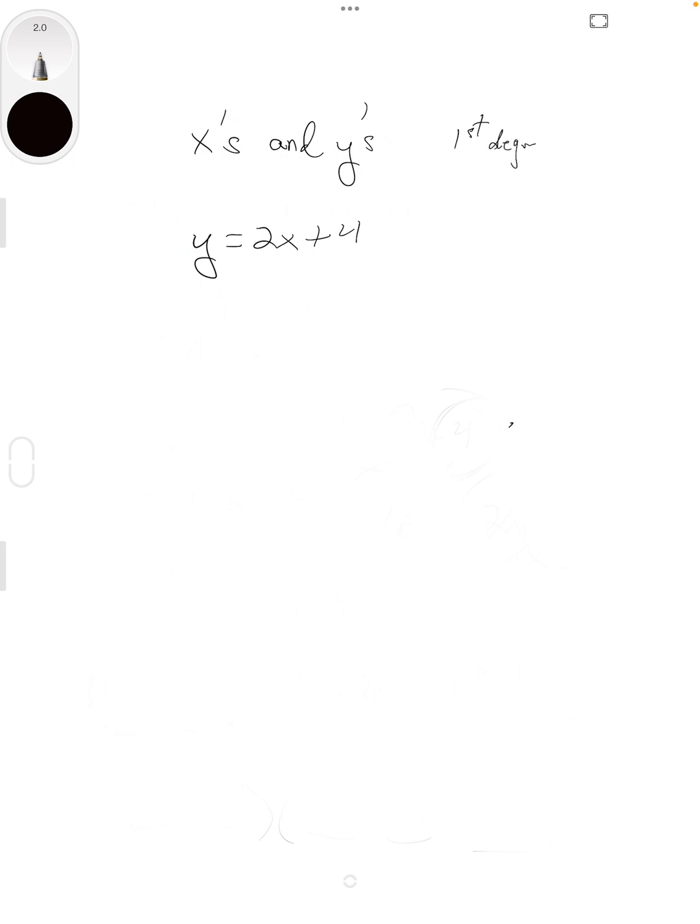This is important. Notice that's a 1, that's a 1. They're first degree, and you have x's and y's. Okay, and there are no xy's. It's just something times x plus or minus something times y. This is what we would call a linear equation. This is a linear equation.